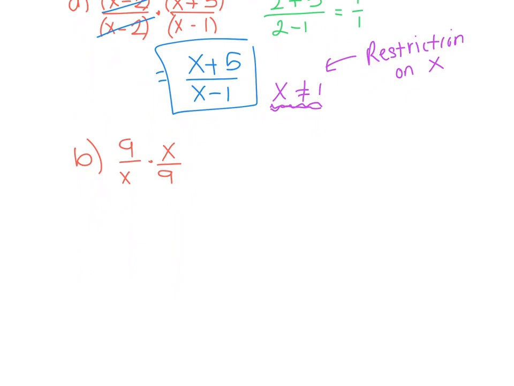So first of all, I could rewrite this as a single fraction by multiplying my numerator and multiplying my denominator. So that would be 9 times x, which is 9x in the numerator, x times 9, which is also 9x in the denominator. So now we've got 9x over 9x, which we know anything divided by itself is 1. Could we have gotten there from the very beginning? Yes, because multiplication is what we call commutative, and that means you can reverse the order.